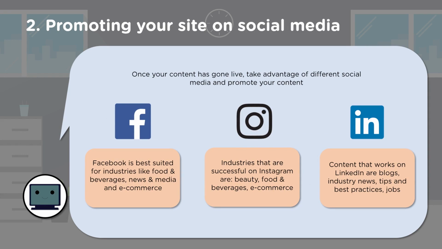So that's paid advertising, again through search, social, and display, but you can also promote your site on social media. Once your content has gone live, you can take advantage of different social media platforms. It really depends on what you're trying to promote, because what you're promoting needs to align with the appropriate social media platform. Facebook is best suited for industries like food and beverages, news and media, and if you're selling a product. If you fall under one of those categories, Facebook could be the right platform for you.